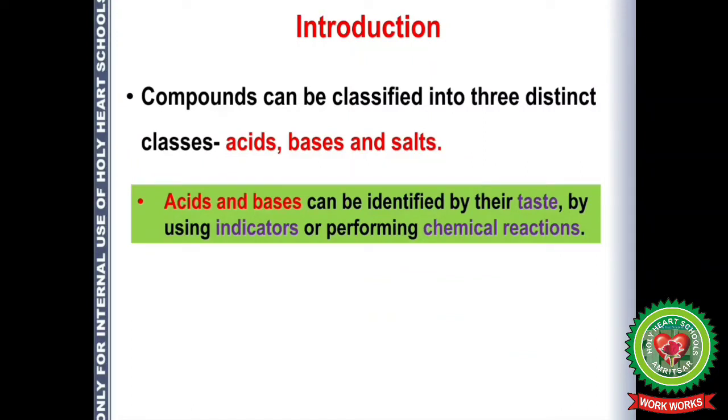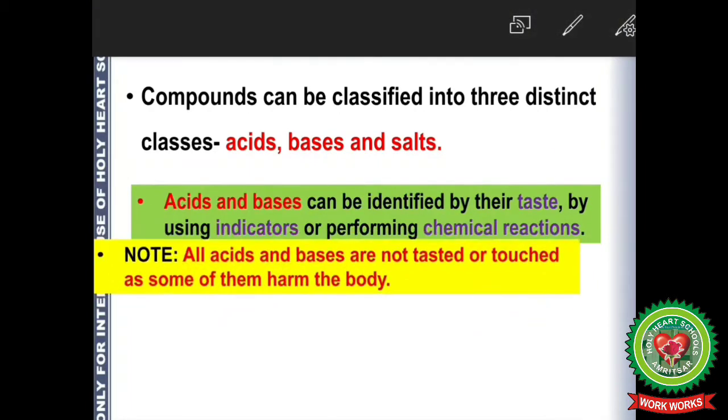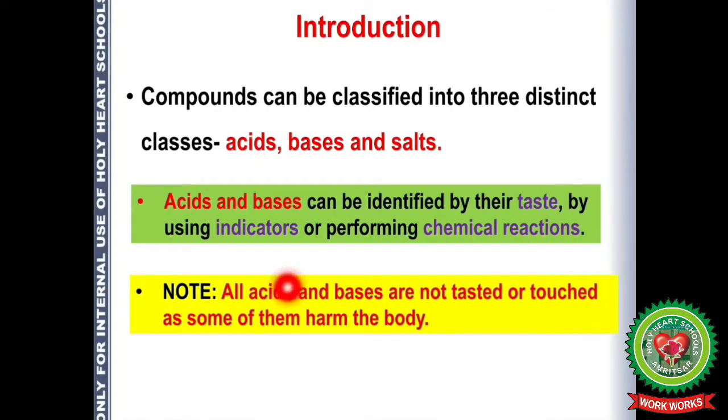Acids and bases can be identified by their taste or by using indicators. When we identify by their taste, you should know what their taste is. Acids are sour in taste and bases are bitter in taste. By using indicators such as phenolphthalein, methyl orange, litmus paper, we can identify acids and bases, or we can perform chemical reactions. But we should keep in mind that all acids and bases are not to be tasted or touched. For example, sulfuric acid. These acids can be harmful to our body.